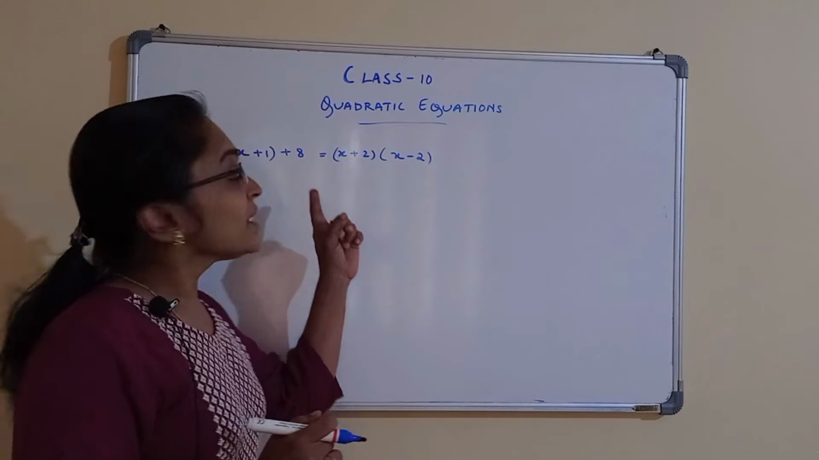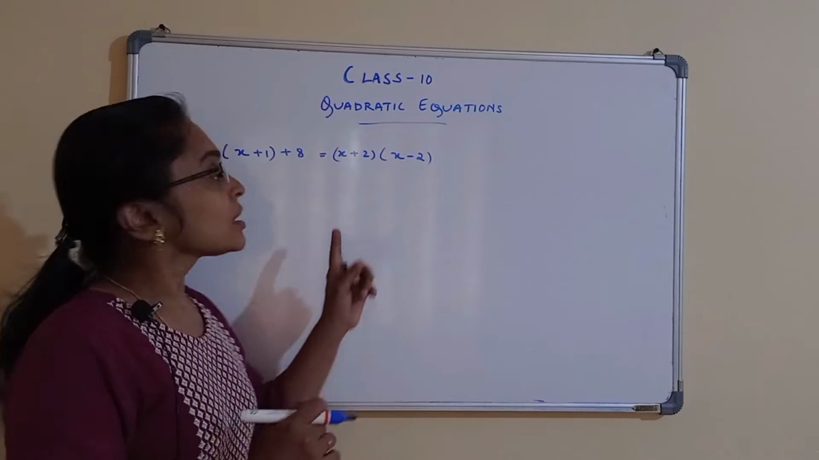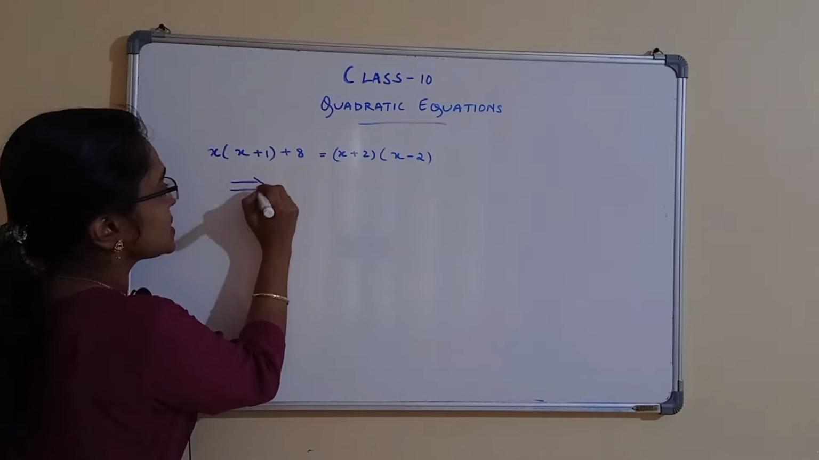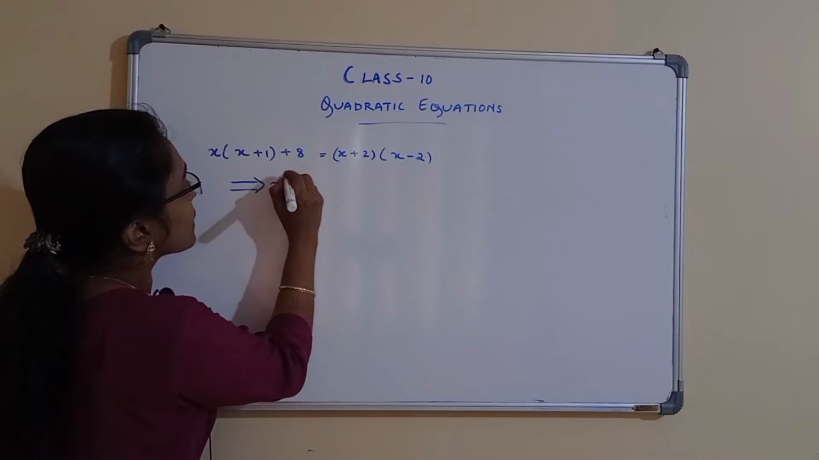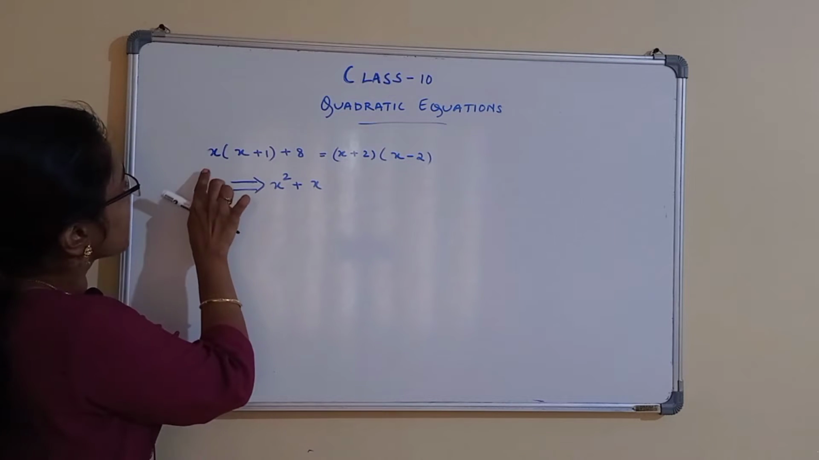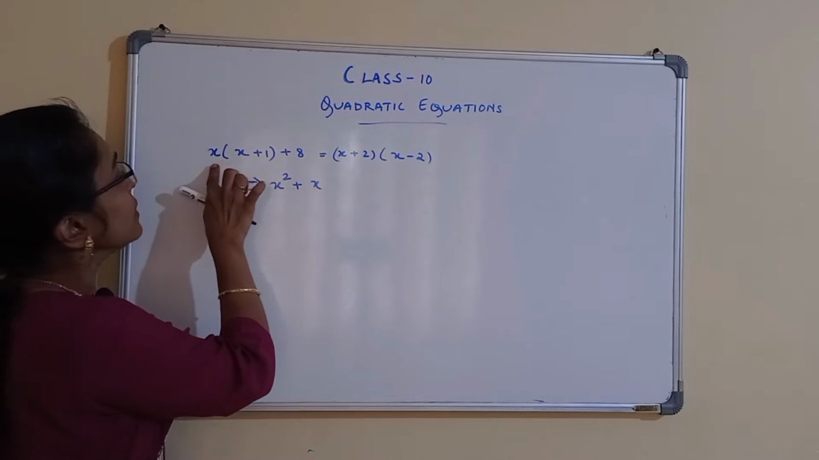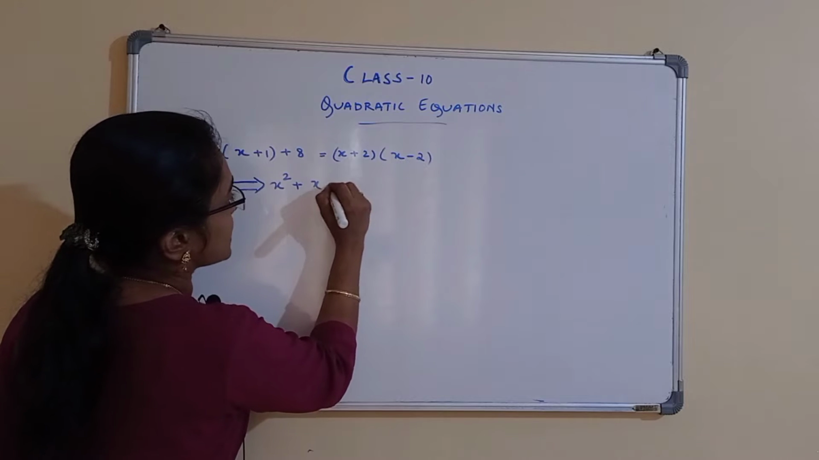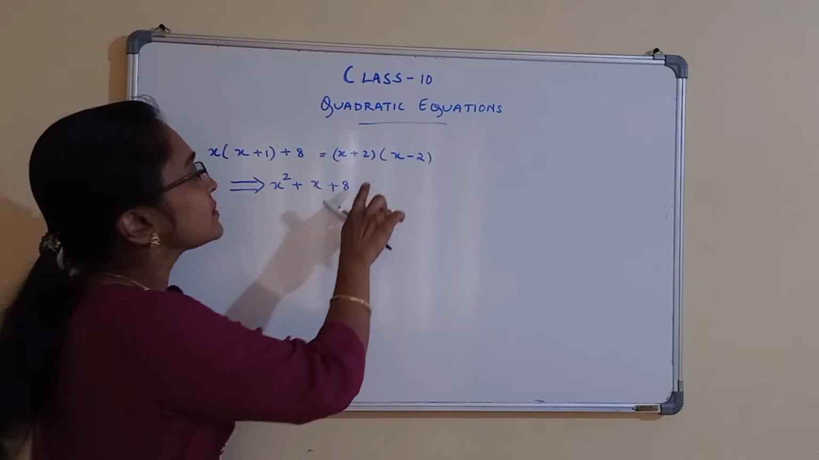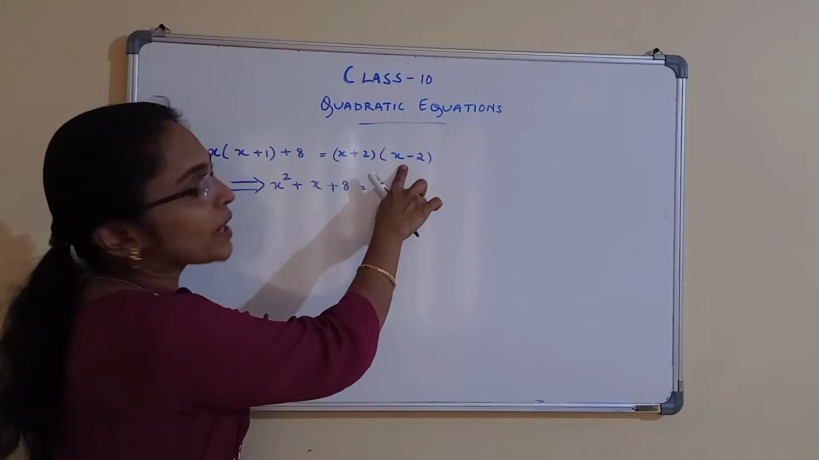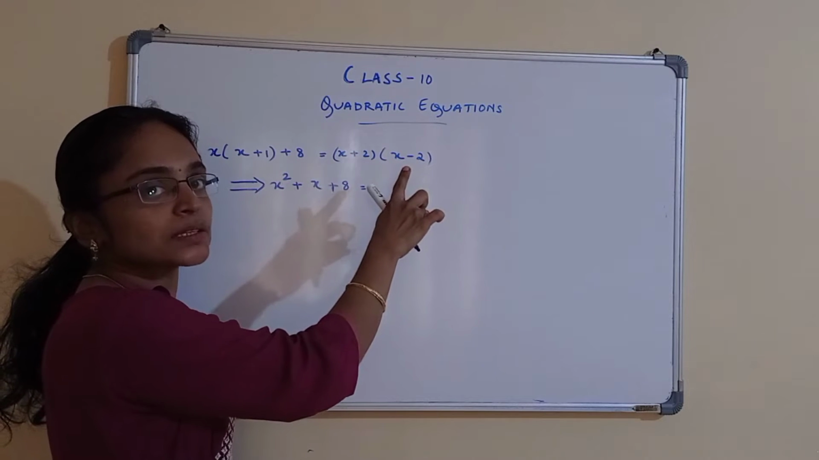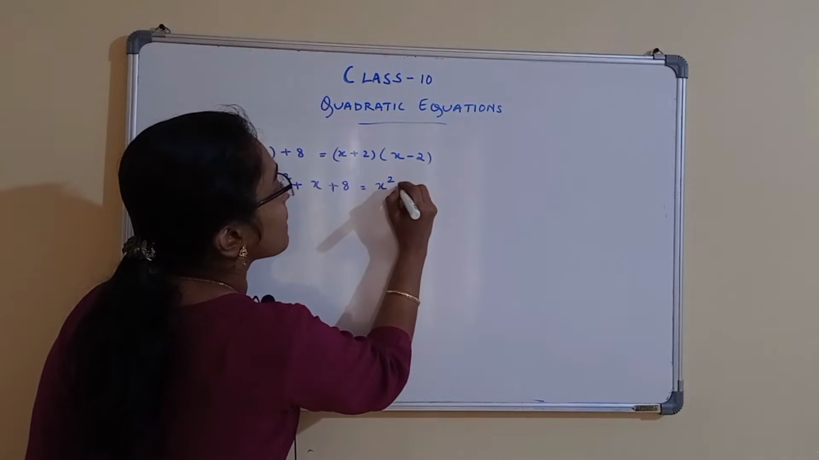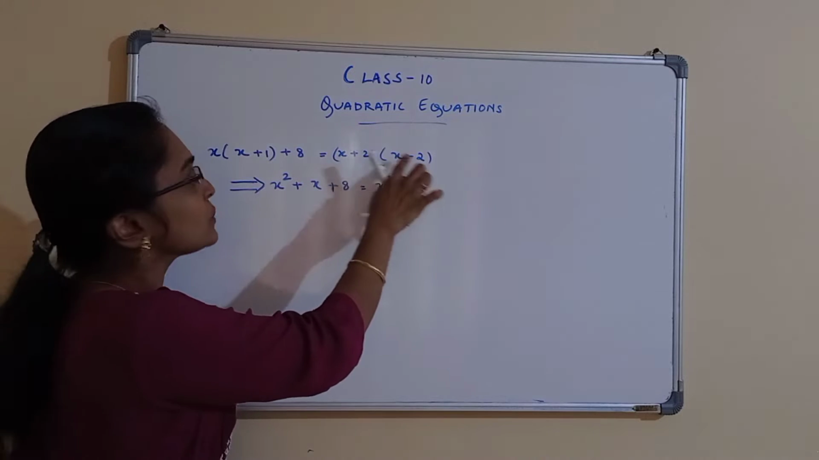Okay, next one is we'll check whether this is a quadratic equation. So solve this left hand side. We have to write implies x into x plus 1 is x square plus x, right? That is, x into x is x square, then x into 1 is x. So x square plus x plus 8 is equal to, and this is of the form a plus b into a minus b. What is a plus b into a minus b? It is a square minus b square. So this is equal to x square minus b square is 2 into 2, that is 4.